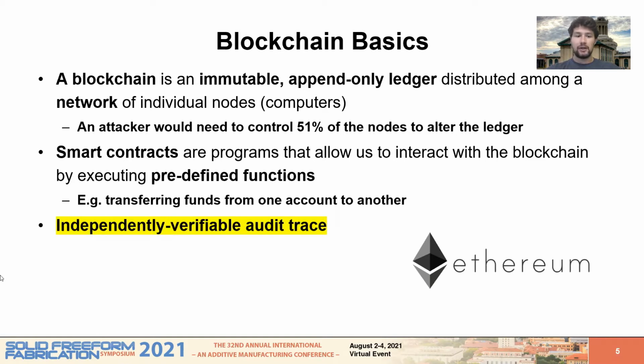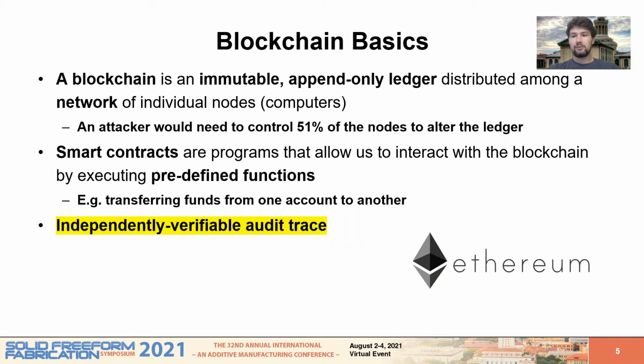And the key takeaway here is that using a public blockchain like the Ethereum ledger allows for an independently verifiable audit trace. So while there are a lot of ways to keep an audit trace, you could use something as simple as an Excel spreadsheet or an internal database for your company. These are not truly independently verifiable by external parties, whether those are regulators or end users.